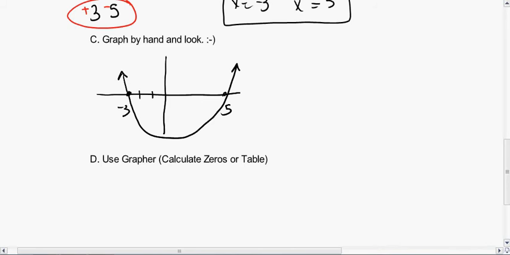And the last method is using the grapher to calculate the zeros, or by going to the table on the grapher to see where y is equal to 0, what your x value is. And these we will do together, but you can also look online. So if you Google TI-84 and zeros, you'll be able to find a lot of sites that will guide you through how to use your grapher to figure out what the zeros are. And if you don't want to do that, then hang on till we're together again and I will show you myself.